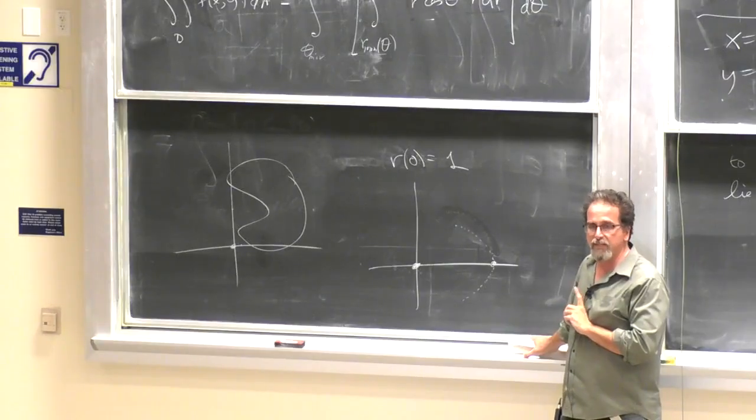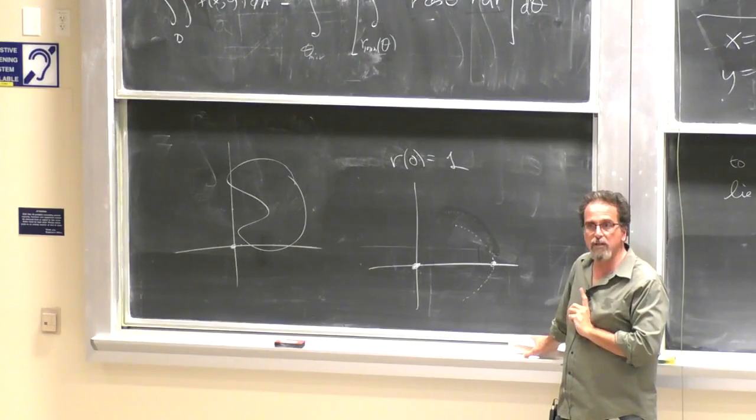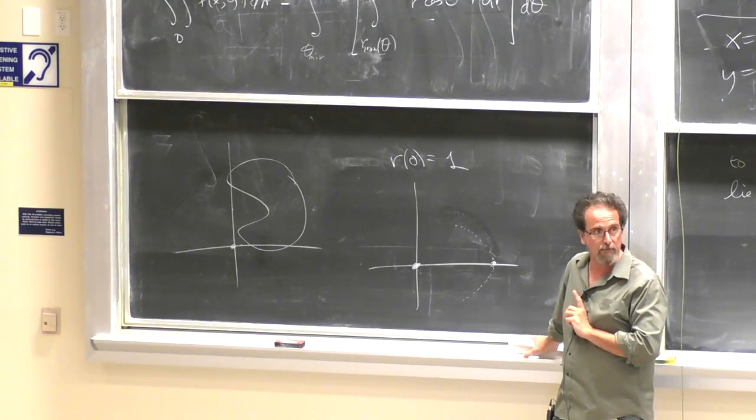Now, one of the things I said is that r must always be positive. That was what I said when I introduced the transformation of coordinates. R is a true distance. R must always be positive. So you must always avoid values of theta which could make r of theta be negative.